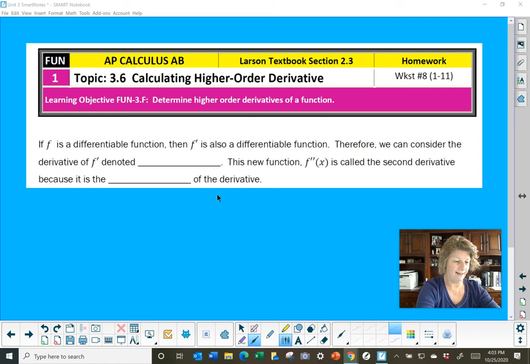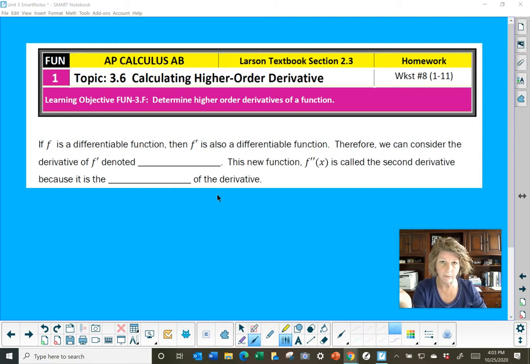All right, let's look at 3.6. And 3.6 is our last unit in Unit 3. It concludes by looking at higher order derivatives, which we've done a little bit of. We have talked about second derivatives. So it says if f is a differentiable function, then f prime is also a differentiable function.